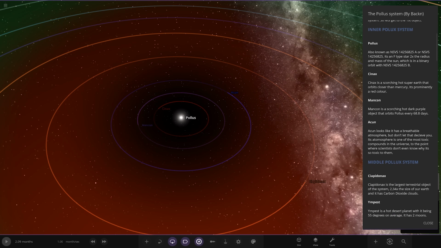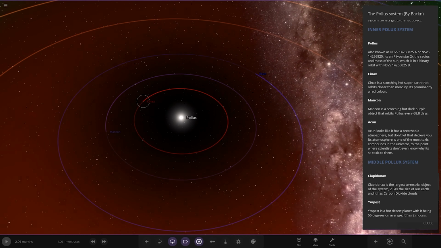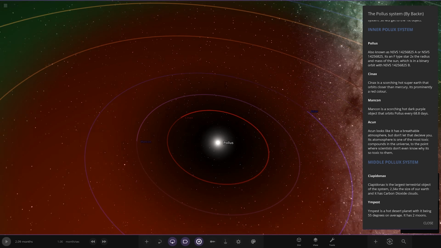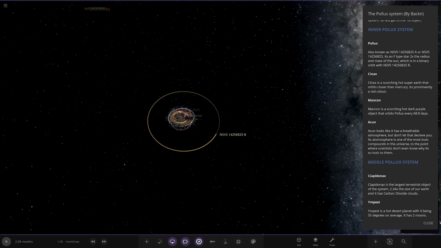Okay, so the inner Pollux. Oh, is it Pollus or Pollux? Pollus, I guess we'll go, because that's the actual star's name in the game. Okay, so we have Pollus itself, also known as NSVS1425685A or NSVS. Okay. It's an F-type star, two times the radius and mass of the Sun, which is in a binary orbit with the second star. Okay, so we've got a further one out there somewhere as well. There it is. Okay.